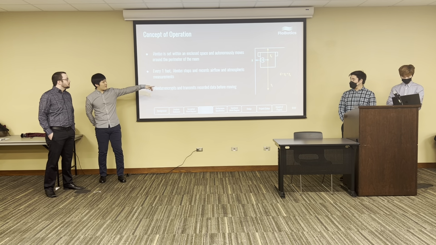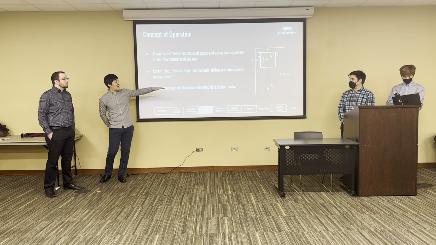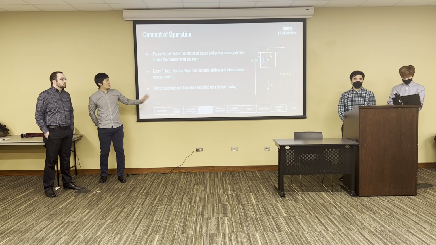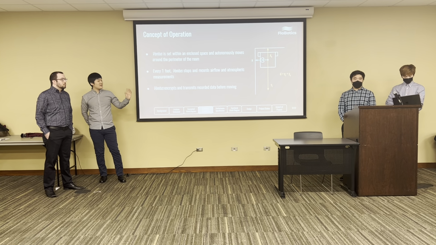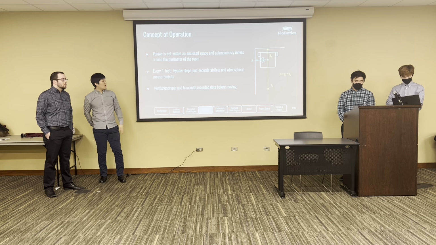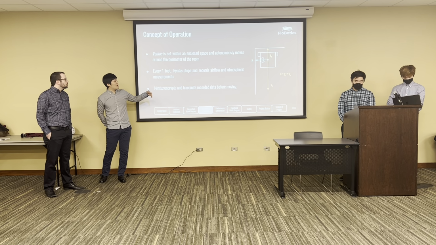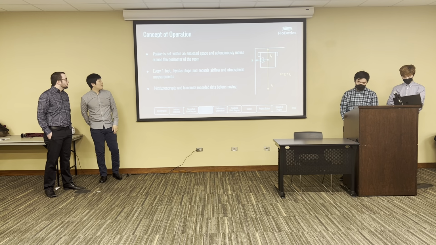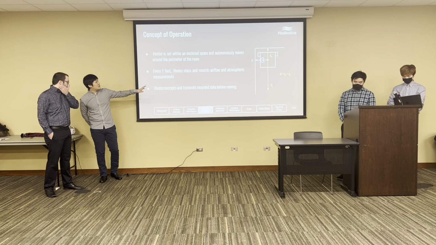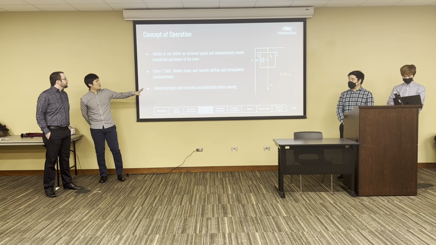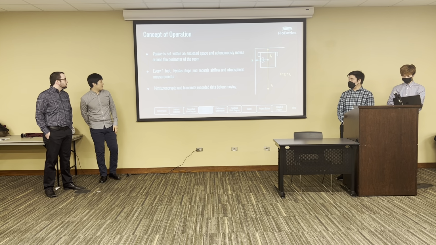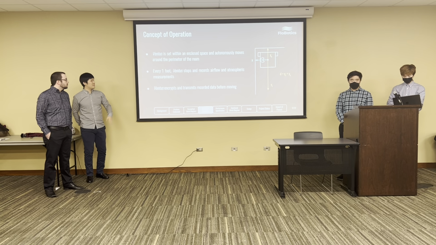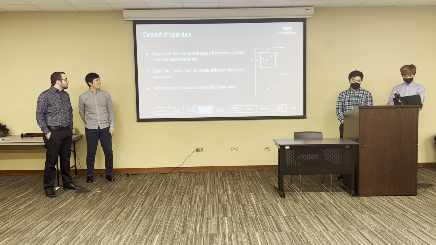When Y front reaches the next wall, Scuttle turns 90 degrees and keeps moving. This process is repeated 4 times for 1 round trip. In the meantime, Scuttle stops and records the airflow and atmospheric measurements every 1 foot, and encrypts and transmits the recorded data before moving.